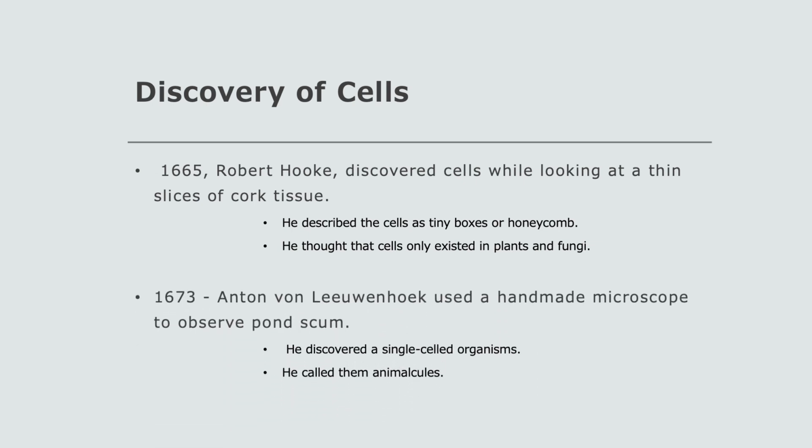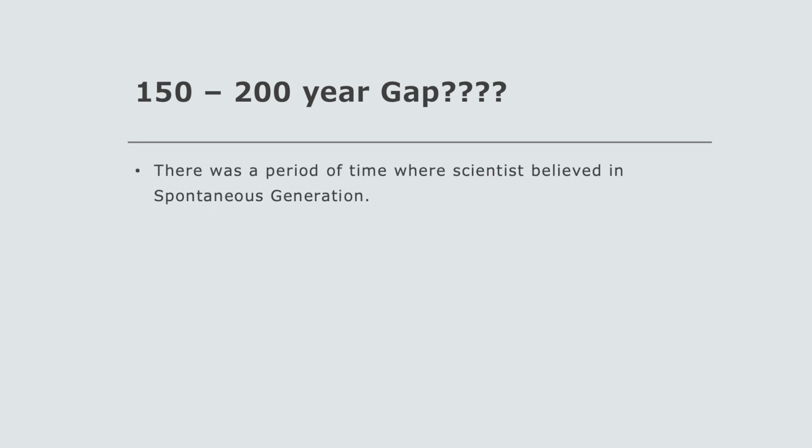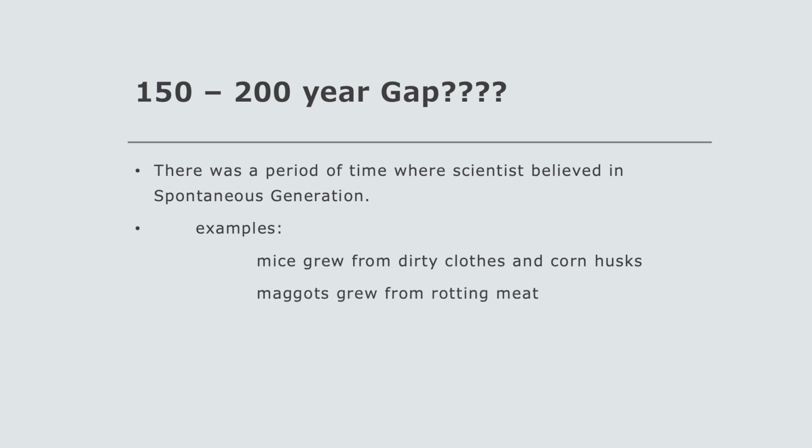In 1673, Anton van Leeuwenhoek used a handmade microscope to observe pond scum. He discovered single-celled organisms within the pond scum, and he gave them the name animalcules. After that, there was a 150 to 200 year gap. There was a period of time where the scientists believed in spontaneous generation. For example, mice grew from dirty clothes and corn husk, or maggots were able to just grow from rotting meat.